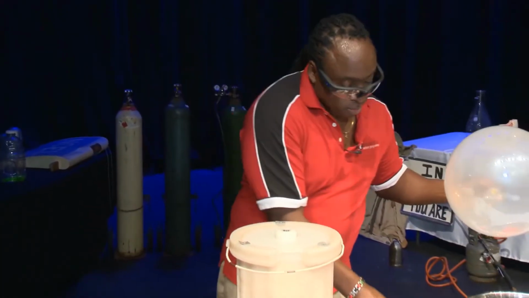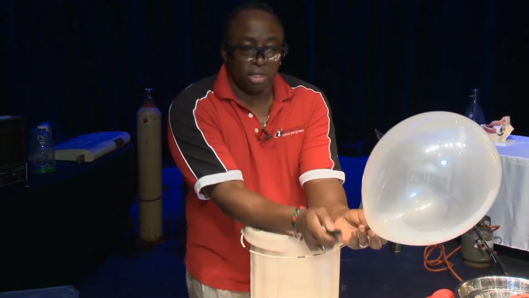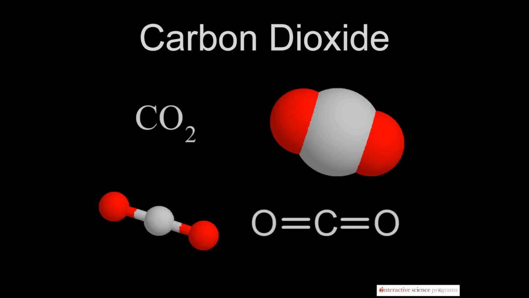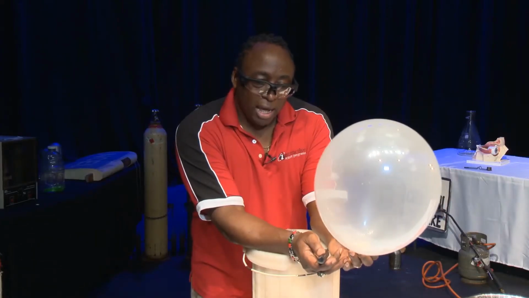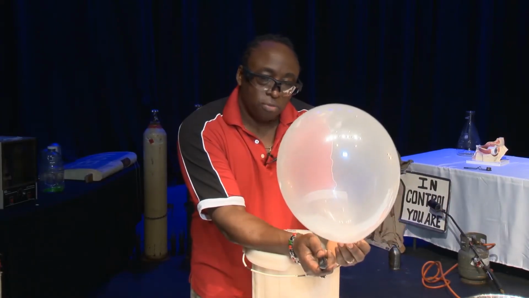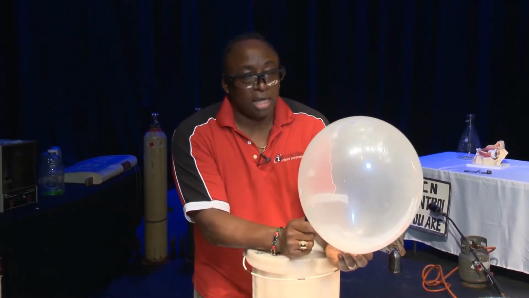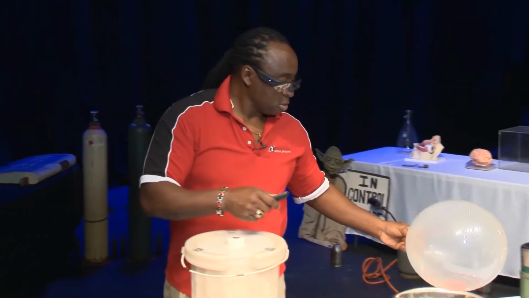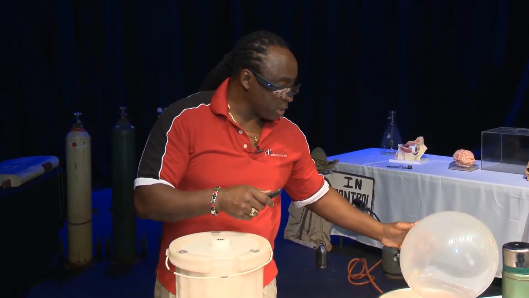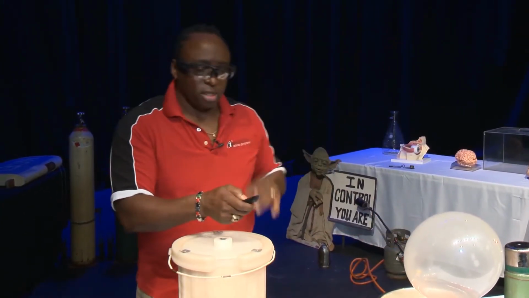When we breathe, we've all been taught that we exhale carbon dioxide. So frozen carbon dioxide is a white solid called dry ice that we buy from the store. If we exhale carbon dioxide and we freeze it, we should see dry ice on the inside of this balloon. Okay. So we're going to take this balloon and put it in liquid nitrogen. But I want you to think about this.